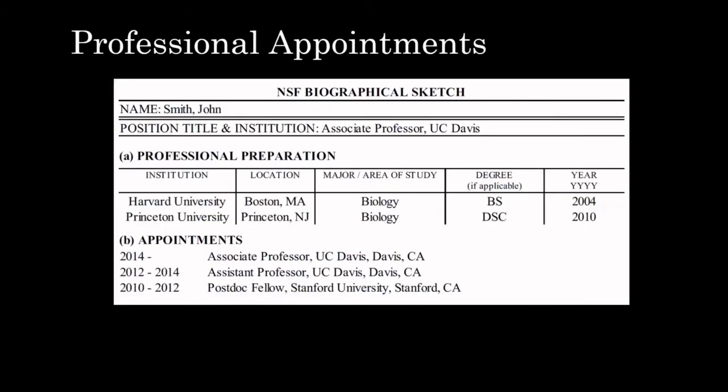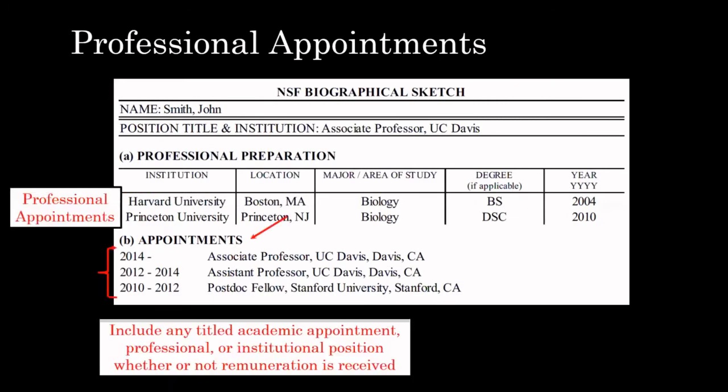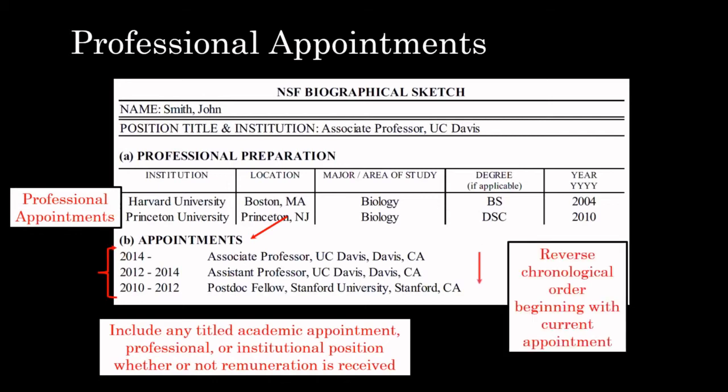And then in section B, we have our appointments, and we're going to list those starting with the current career track position. In our example here in 2014, Dr. Smith started as associate professor at UC Davis. To the right of the dash is blank, indicating a current position. And under that are the listings of the previous career tracks in reverse chronological order. So it's a little bit opposite of how we did professional preparation, but just keep that in mind.